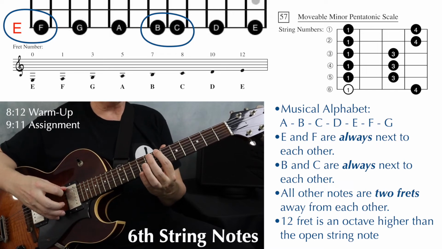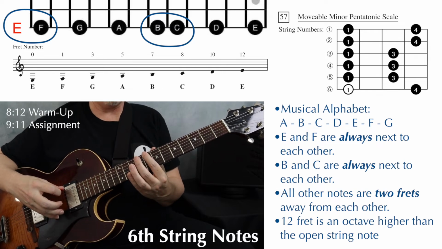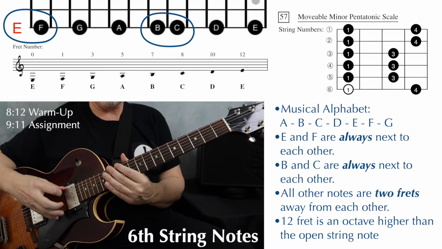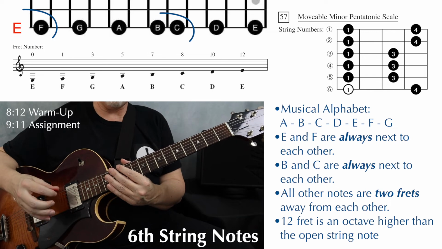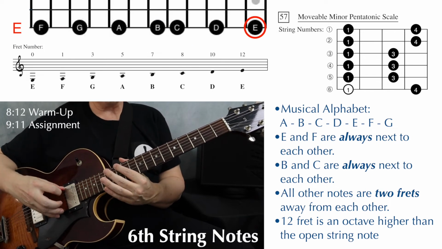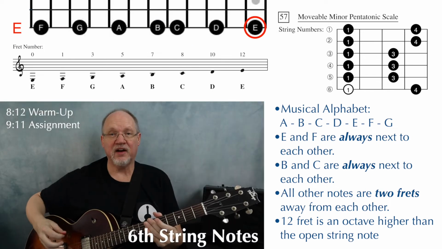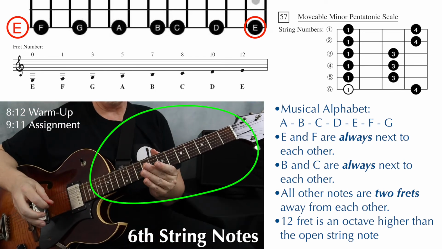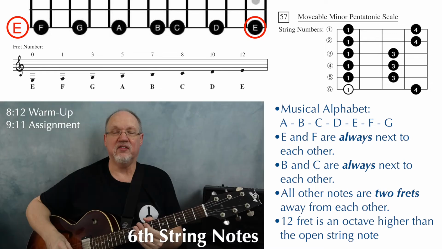Your B and C are always right next to each other. So there's your B, there's your C. And then 2 frets away from that is your D. And then your 12th fret, or 2 frets away from your 10th fret, is going to be an E. And also, your 12th fret is simply an octave higher than whatever the open string is. So there's your low E, 12th fret is another E.